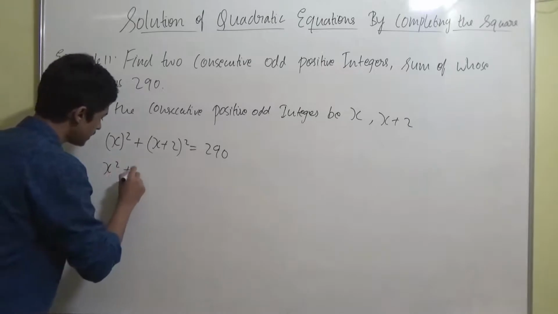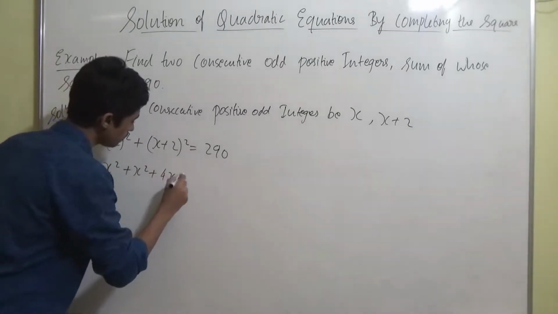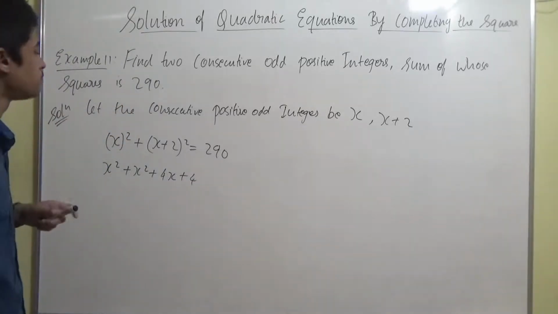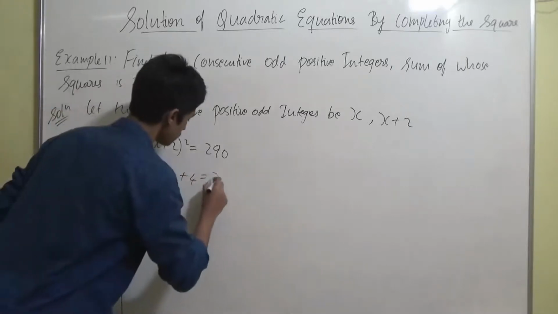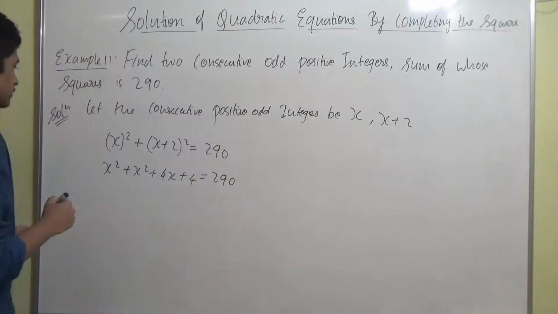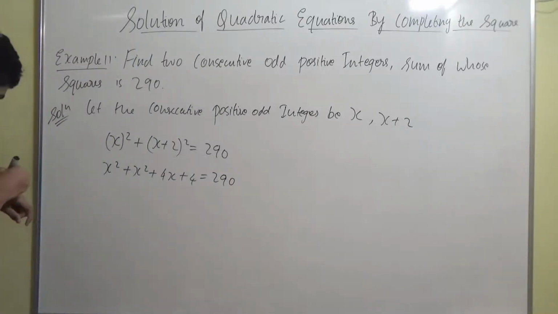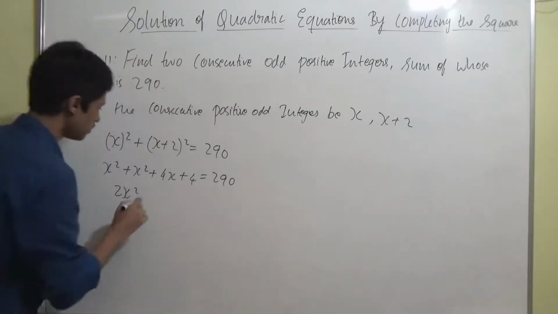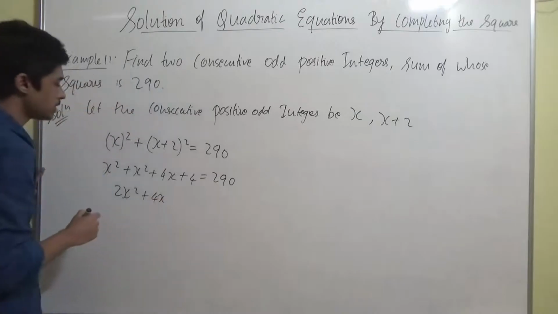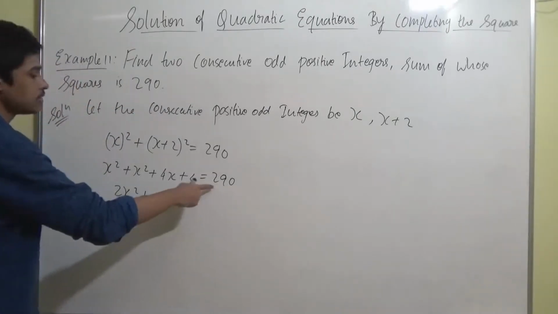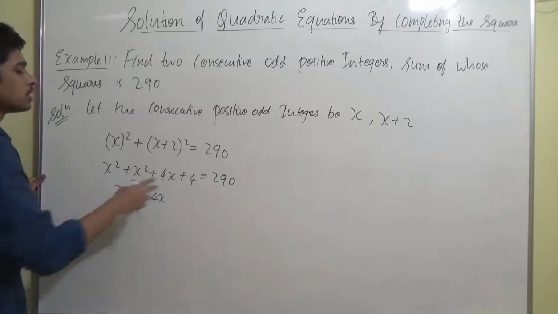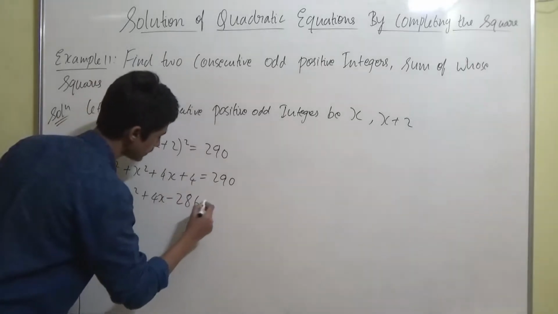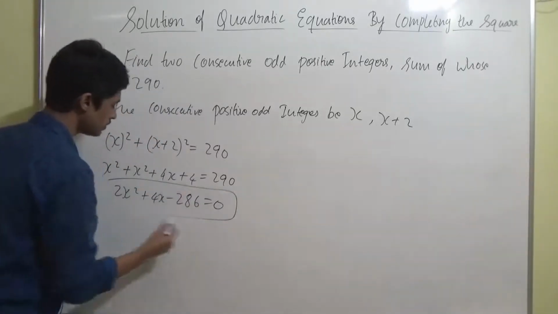For that we'll start expanding now. It becomes x squared plus x squared plus 4x plus 4 is equal to 290, right? Okay, 290. Now what will we do? Now we'll start clubbing them, all x terms together, x squared terms together, and we'll bring 290 to this side. That time it will become minus 290 plus 4. It will become minus 286 equal to 0. So this is the equation now, guys.